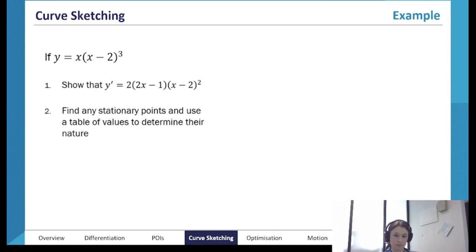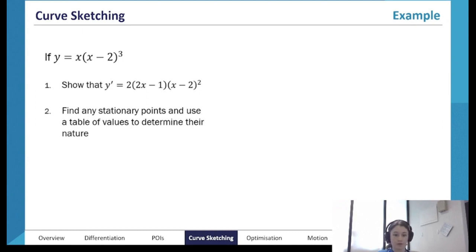So we're going to go over another example again, and this one is a little bit more difficult, but it also kind of illustrates a key tip that I'd recommend you guys remember for any kind of question involving calculus. We'll get into that. So firstly, we need to find the first derivative, and then we need to determine any stationary points and use a table of values to determine their nature.